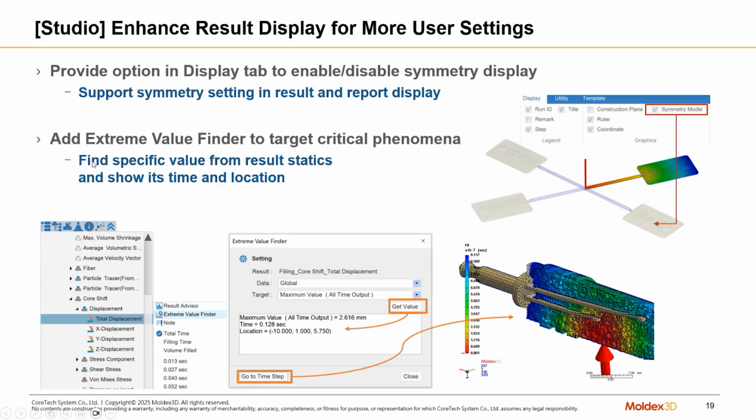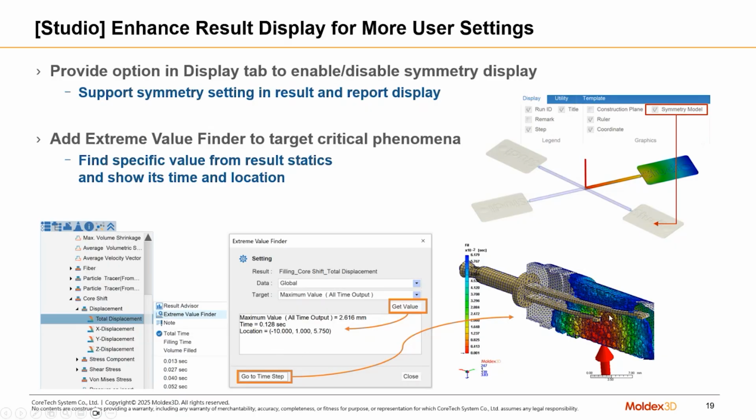And in addition to that, we also have an extreme value finder. This extreme value finder will be available for any result in Moldex3D. So if you right click, you'll see extreme value finder, and this will allow you to find the highest value of a particular result item.